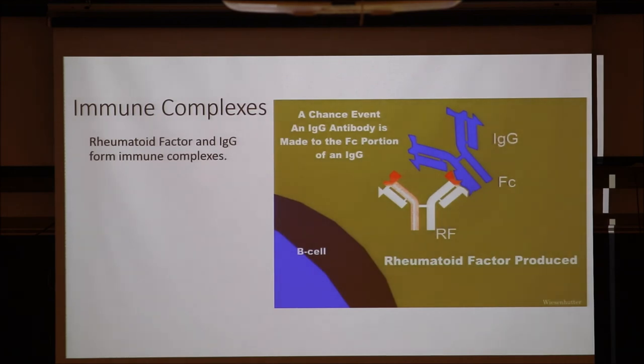So the rheumatoid factor is actually an antibody. Too bad they didn't make that name better, because a lot of times when you say factor, you're thinking of some kind of small chemical or something. But the rheumatoid factor is produced in these animals, and normally it wouldn't be in people that don't have arthritis, or dogs.